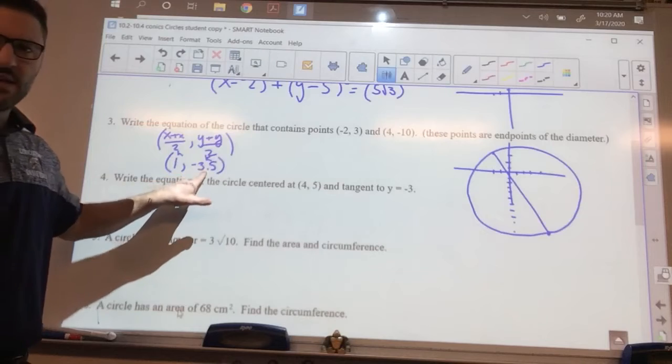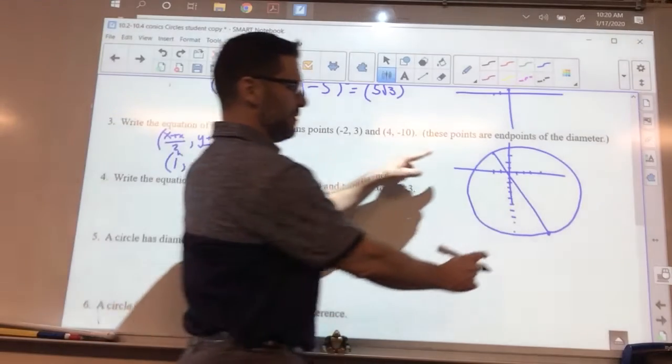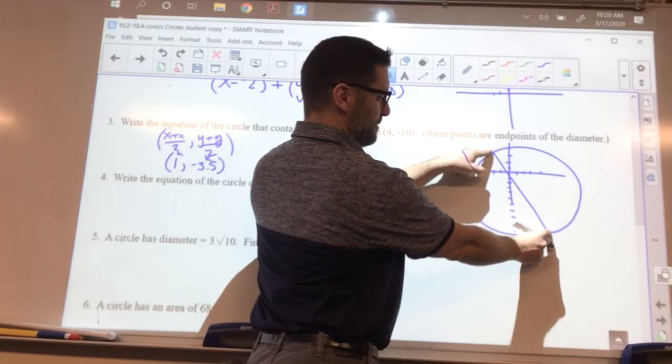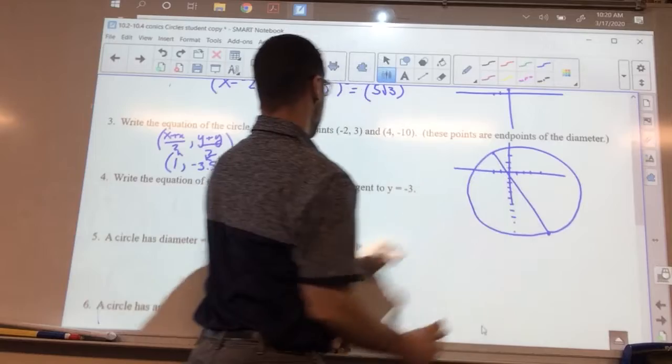Now that's a little funky. I don't really want to use that in the distance formula, so for the distance formula, I'm going to find the diameter with the distance formula from there to there, and I'm going to divide it in 2, so then that'll give me the radius.